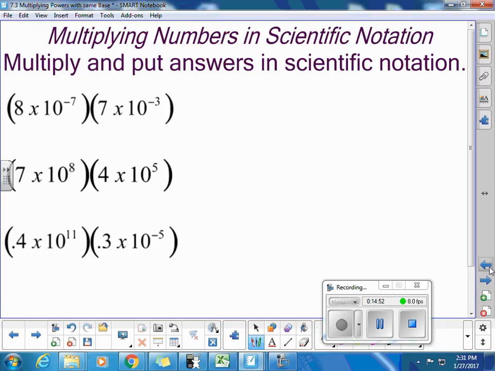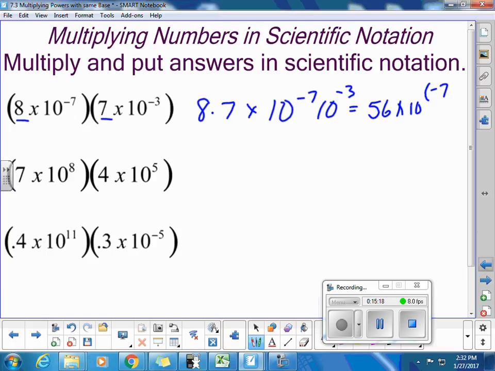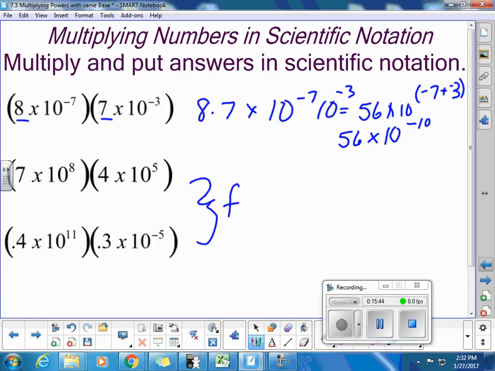This is a long one. All right, so let's try another one. 8 times 7 times 10 to the negative 7th times 10 to the negative 3rd. 8 times 7, 56. 10 to the negative 7 plus a negative 3, which is 56 times 10 to the negative 10th. You go ahead and finish these two.